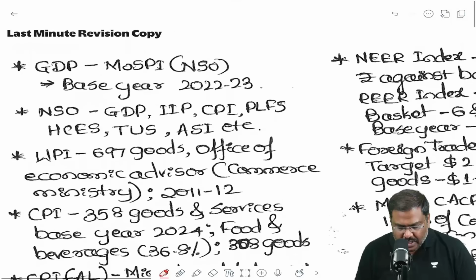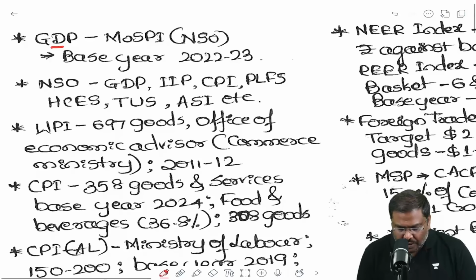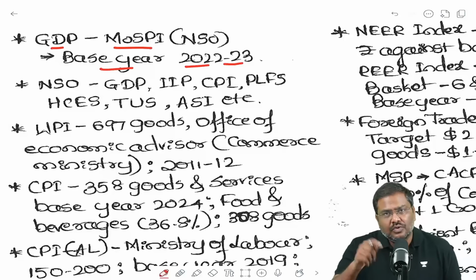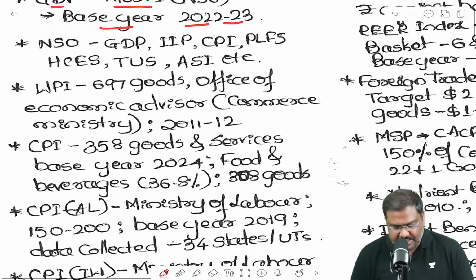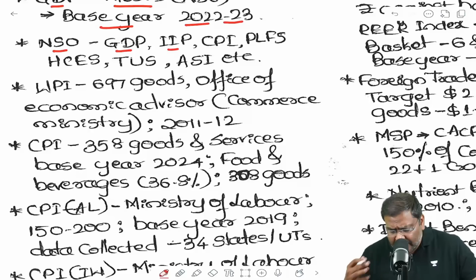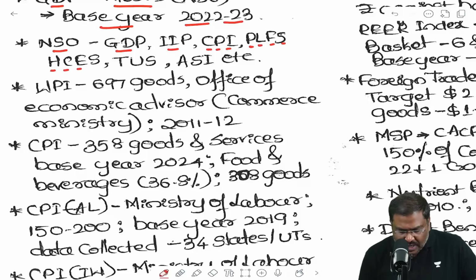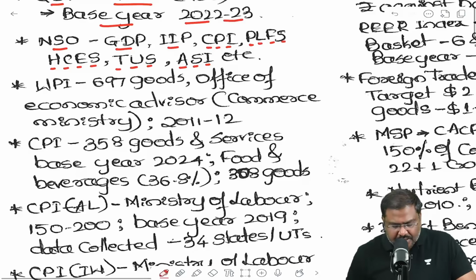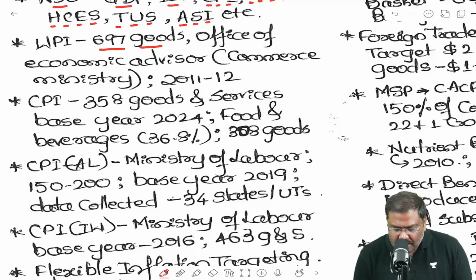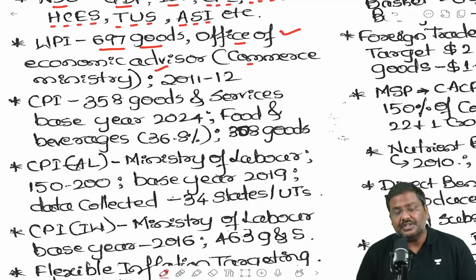Certain other important data. GDP, gross domestic product, is published by NSO, National Statistical Office, functioning under MOSPI. The base year has been revised to 2022-23. Update this. NSO publishes data regarding GDP, Index of Industrial Production, Consumer Price Index, the Periodic Labour Force Survey, Household Consumption Expenditure Survey, Time Use Survey, Annual Survey of Industries, etc. The WPI is published by taking a basket of 697 goods. It is published for every month by the Office of Economic Adviser, which functions under the Ministry of Commerce.